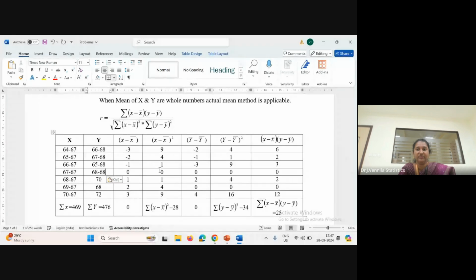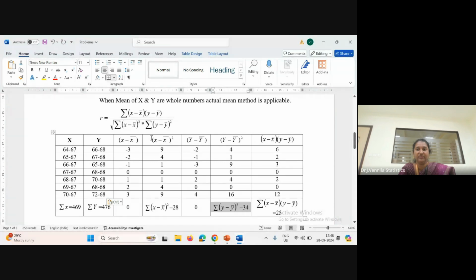So 66 minus 68 is minus 2, 67 minus 68 is minus 1, 65 minus 68 is minus 3, 68 minus 68 is 0, 70 minus 68 is plus 2, 68 minus 68 is 0, 72 minus 68 is 4. Like this you can find it. Once you complete that, you square it: minus 2 squared is 4, minus 1 squared is 1, minus 3 squared is 9, 0 squared is 0, 2 squared is 4, 0 squared is 0, 4 squared is 16. Then the calculation is over, you add the column, and we get the answer 34.